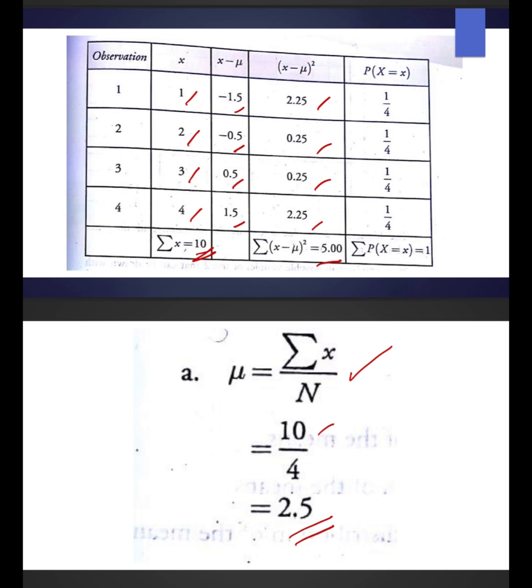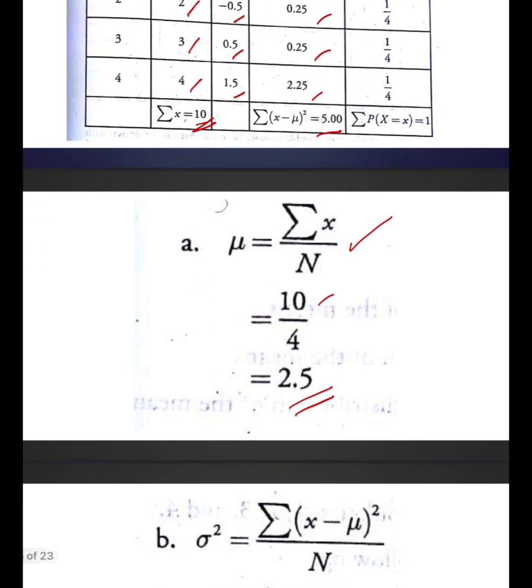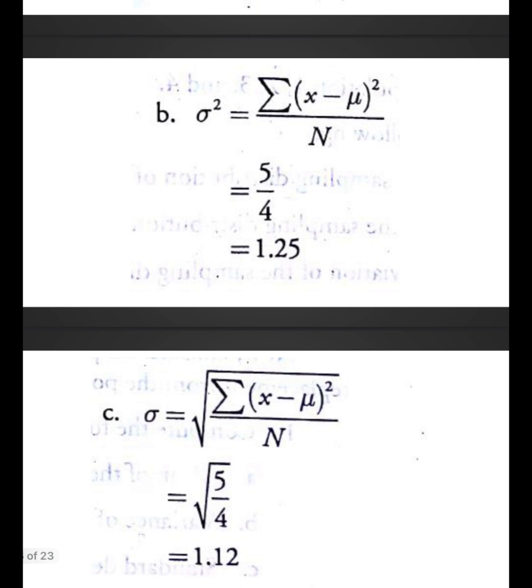Okay? Now, let's define our population variance. Compute for letter B. So for our population variance, we will use the formula sigma squared is equal to the summation of the quantity x minus mu squared over capital N. So what is again the summation of our x minus mu squared? 5. So we will replace it by 5 divided by 4 observations. And that is now equal to 1.25. That is the population variance.